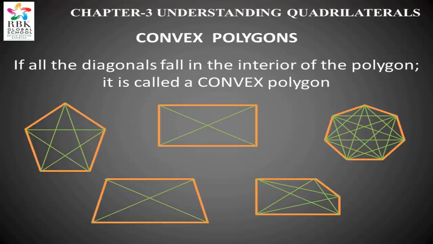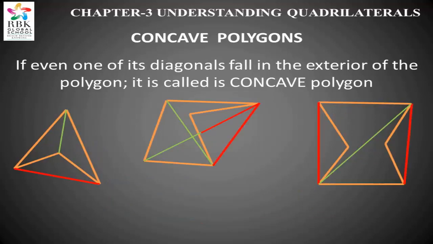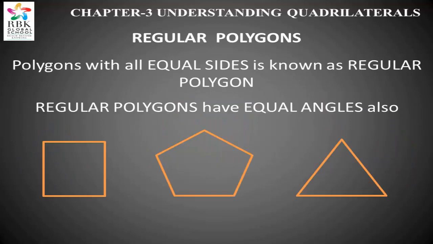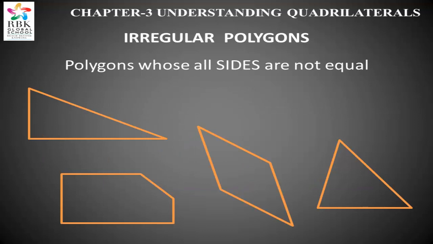If all the diagonals of a polygon fall in its interior, it is called a convex polygon. Whereas, even if one diagonal or a part of it falls in the exterior of the polygon, it is called a concave polygon. On the other hand, polygons with all equal sides are known as regular polygons. Keep in mind, regular polygons have equal angles also. Whereas polygons whose sides are not equal are known as irregular polygons, and their angles are also not equal.